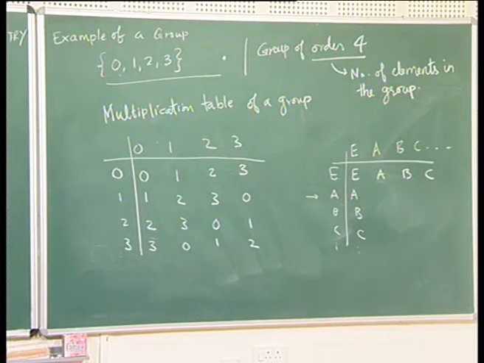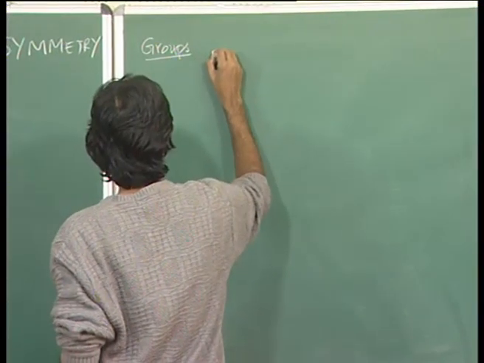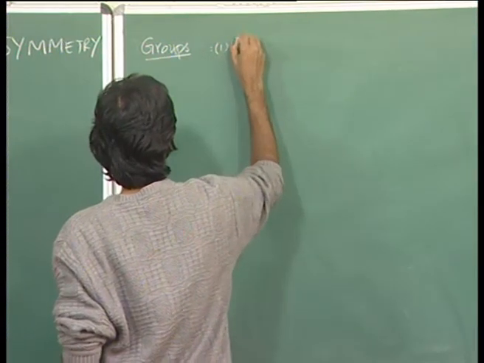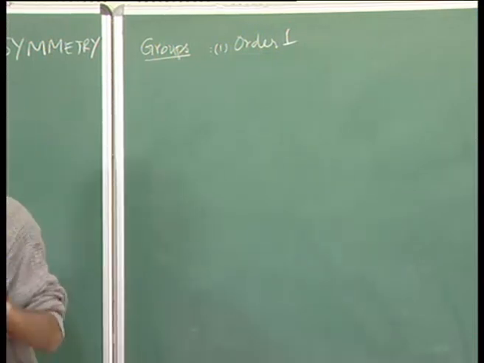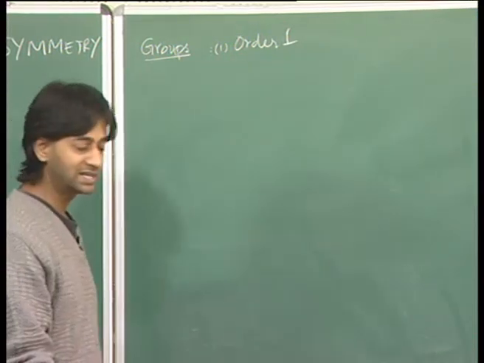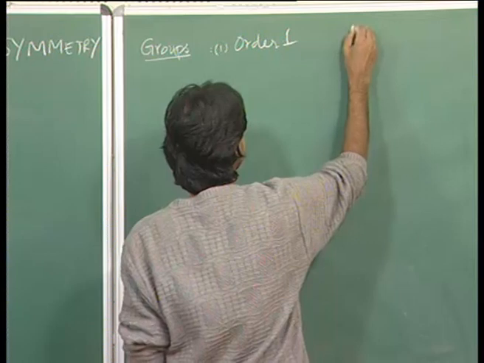So next I will consider specific examples of groups. We will look at groups of different orders. We will start with groups of order 1, then go to order 2, order 3 and so on. So, groups of order 1. Order 1 groups means there is only one element in the group. Now, by definition that element has to be the identity.